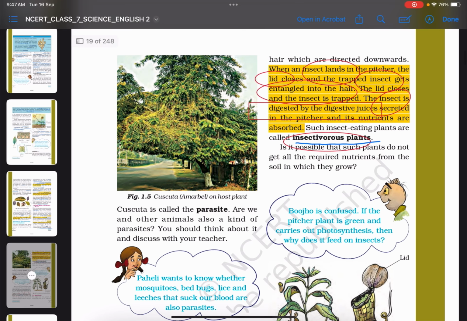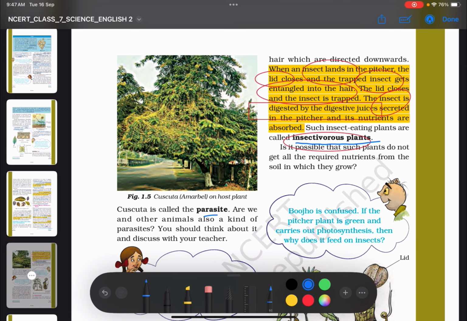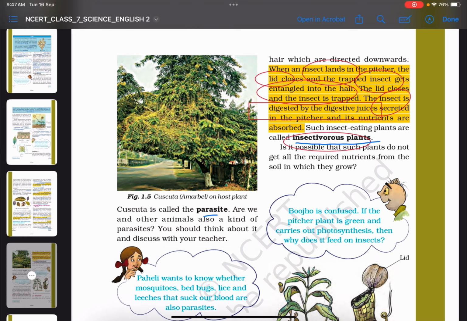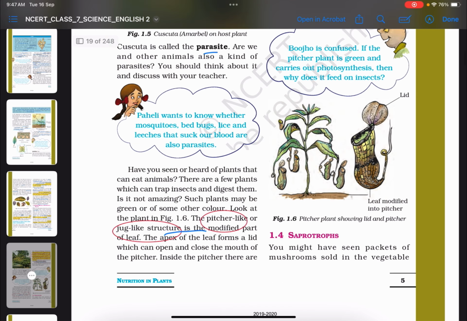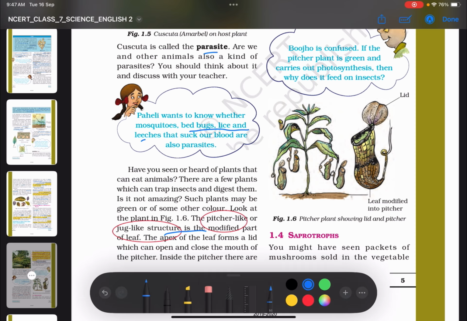Since it deprives the host of valuable nutrients, Cuscuta is called a parasite. Are we and other animals also a kind of parasites? You should think about it and discuss with your teacher. Paheli wants to know whether mosquitoes, bed bugs, lice and leeches that suck our blood are also parasites.